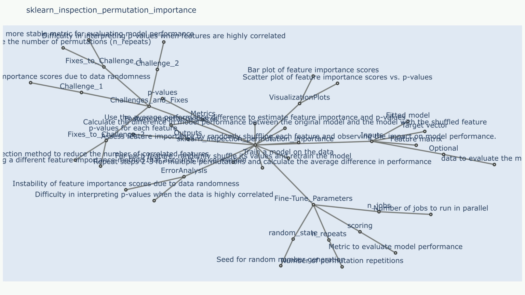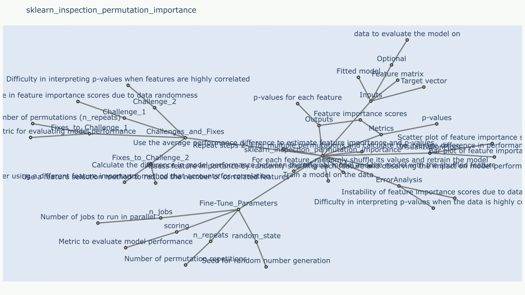Challenges and fixes. Challenge 1. High feature correlation. If features are highly correlated, permutation importance may not accurately reflect their individual contributions. The model may be using a combination of correlated features, and shuffling one feature may not have a significant impact on performance. Sample use case that resulted in Challenge 1. A model predicting house prices may have highly correlated features like square footage and number of bedrooms.